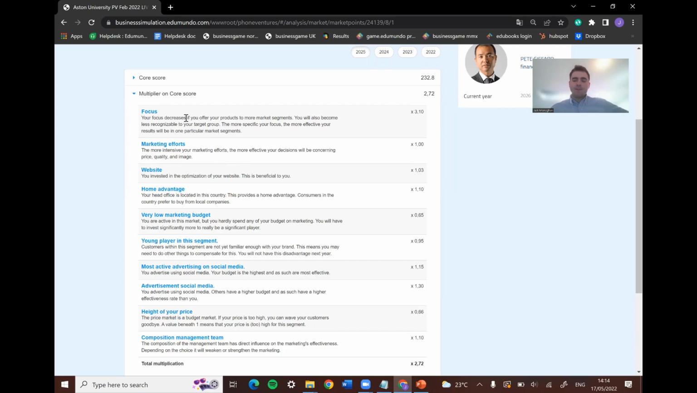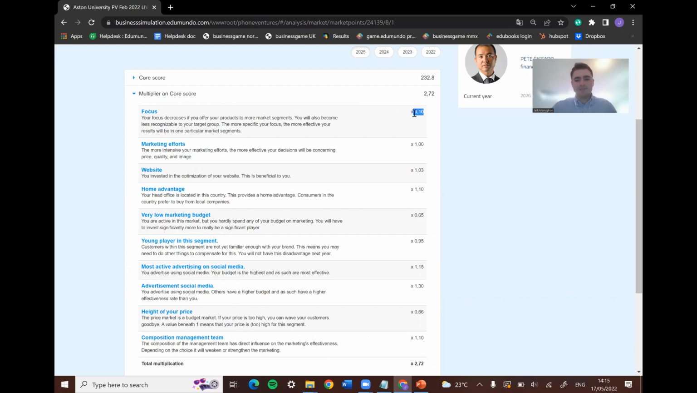These decisions can sometimes be positive, but also sometimes be negative. So for example, this focus multiplier is 3.1. 3.1 is actually quite a good multiplier. That means this team is currently focusing only on 1 or 2 markets and therefore are able to focus specifically on those 2 markets. If, for example, you expand into more and more countries, you're going to see this focus multiplier reduce.